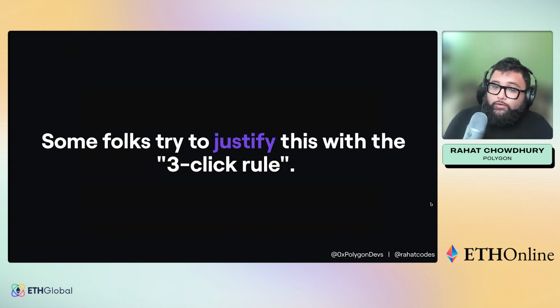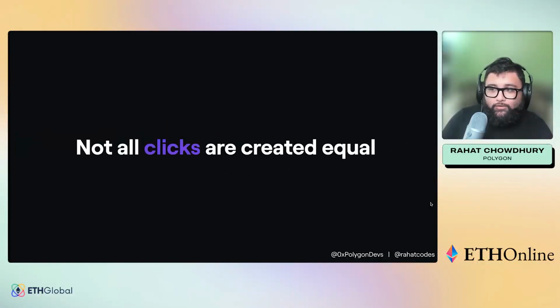And there are some folks who are going to try to justify this with something called the 3-click rule. The 3-click rule states that apparently, if someone is on your website and wants to get to one specific thing, some specific type of feature, and use it, if it takes more than 3 clicks, then they get frustrated and leave. There's no data backing this up whatsoever. I've looked for it. It doesn't exist. So if you do see that justification of the 3-click rule, even if we applied this rule, not all clicks are created equal.